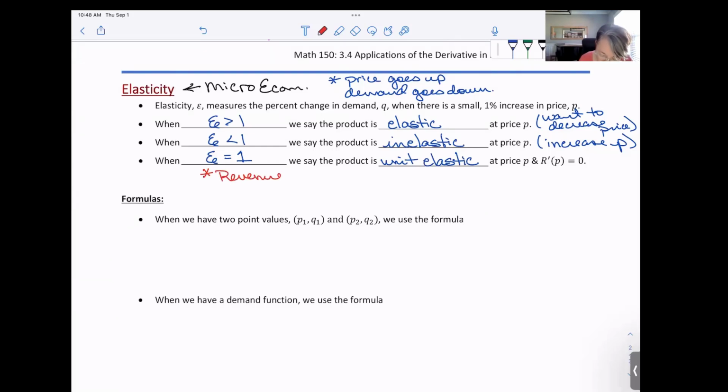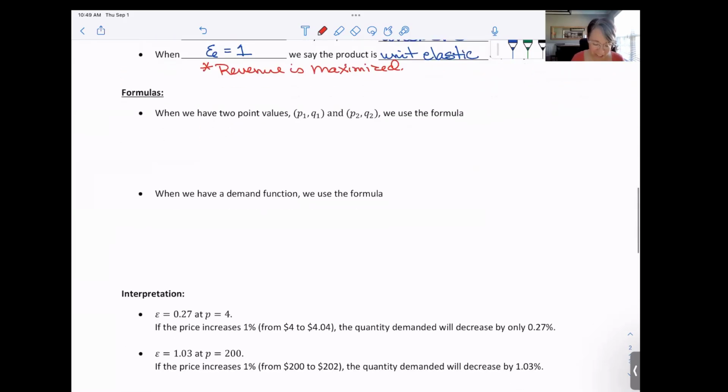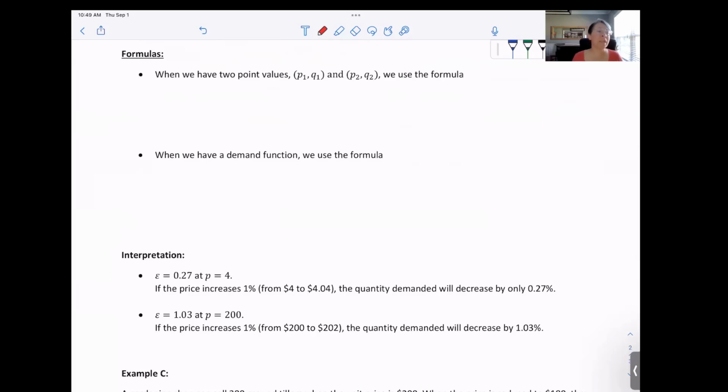This means that the revenue is maximized. Which elasticity formula we use will depend on what we know about the product. Sometimes all we have are two-point values, like when we sold it at this price, we sold this many, and when we sold it at this price, we sold this many.